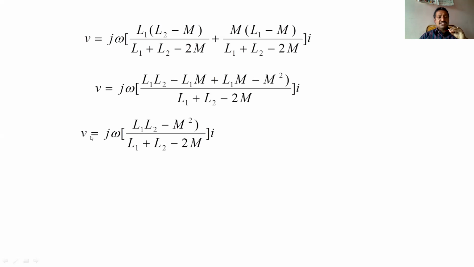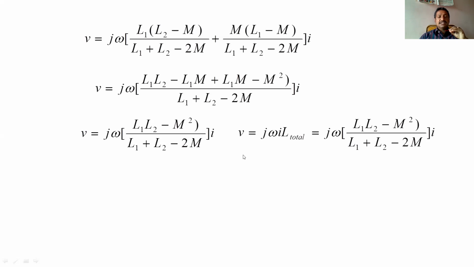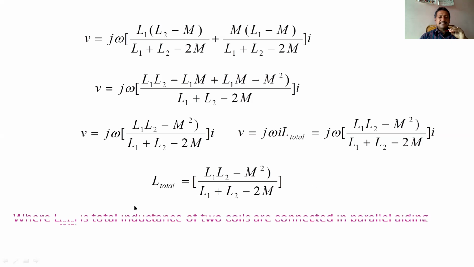But what is this V? V is nothing but j omega into I into L equivalent. The j omega and I cancel, therefore L equivalent is L1 L2 minus M square by L1 plus L2 minus 2M. So this is the total inductance of two coils connected in parallel aiding. L1 is the self-inductance of coil 1, L2 is the self-inductance of coil 2, and M is the mutual inductance of the two coils.